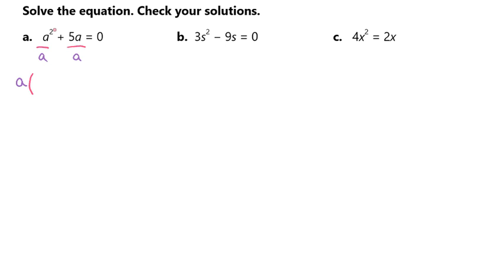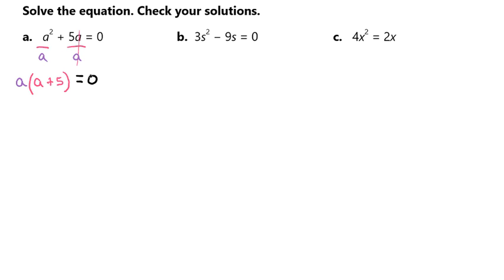If I have a squared and I take one a away, I'm only left with 1a. And here we have the 5a over a. Well, that a is going to take that a away. So we're going to have plus 5. So a times (a plus 5) equals 0.